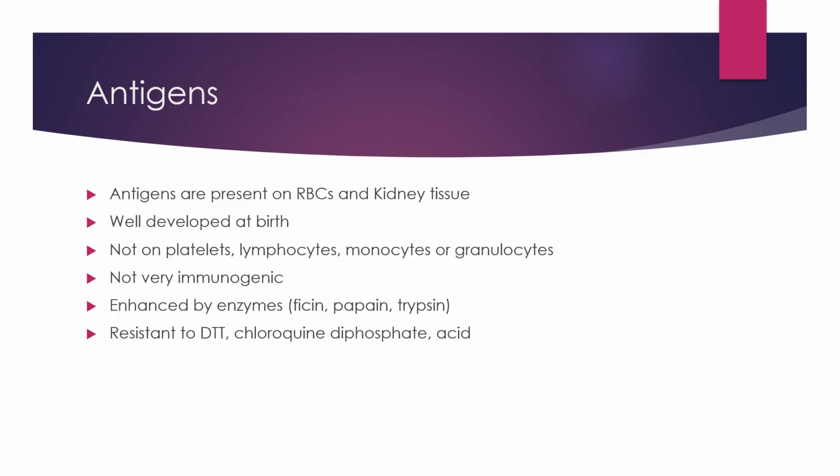The Kidd antigens are well developed at birth and are found on red blood cells and kidney tissue. They are not present on platelets, lymphocytes, monocytes, and granulocytes. The Kidd antigens are not very immunogenic, meaning they are not very likely to cause an immune response. Only 7 out of 1,000 individuals will form anti-JKA when stimulated with JKA-positive blood. The Kidd antigens are enhanced by enzymes such as ficin, papain, and trypsin. They are resistant to DTT, chloroquine diphosphate, and acid.